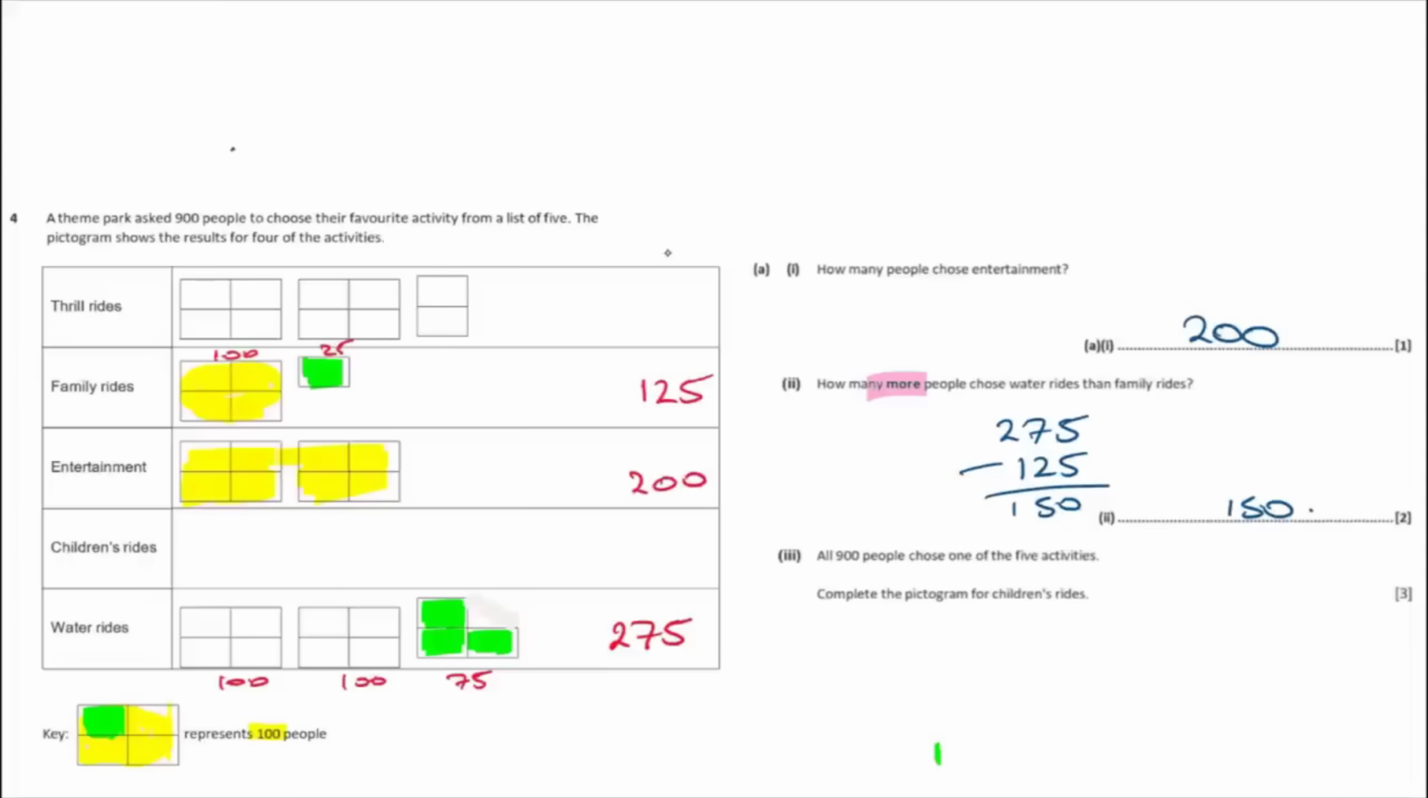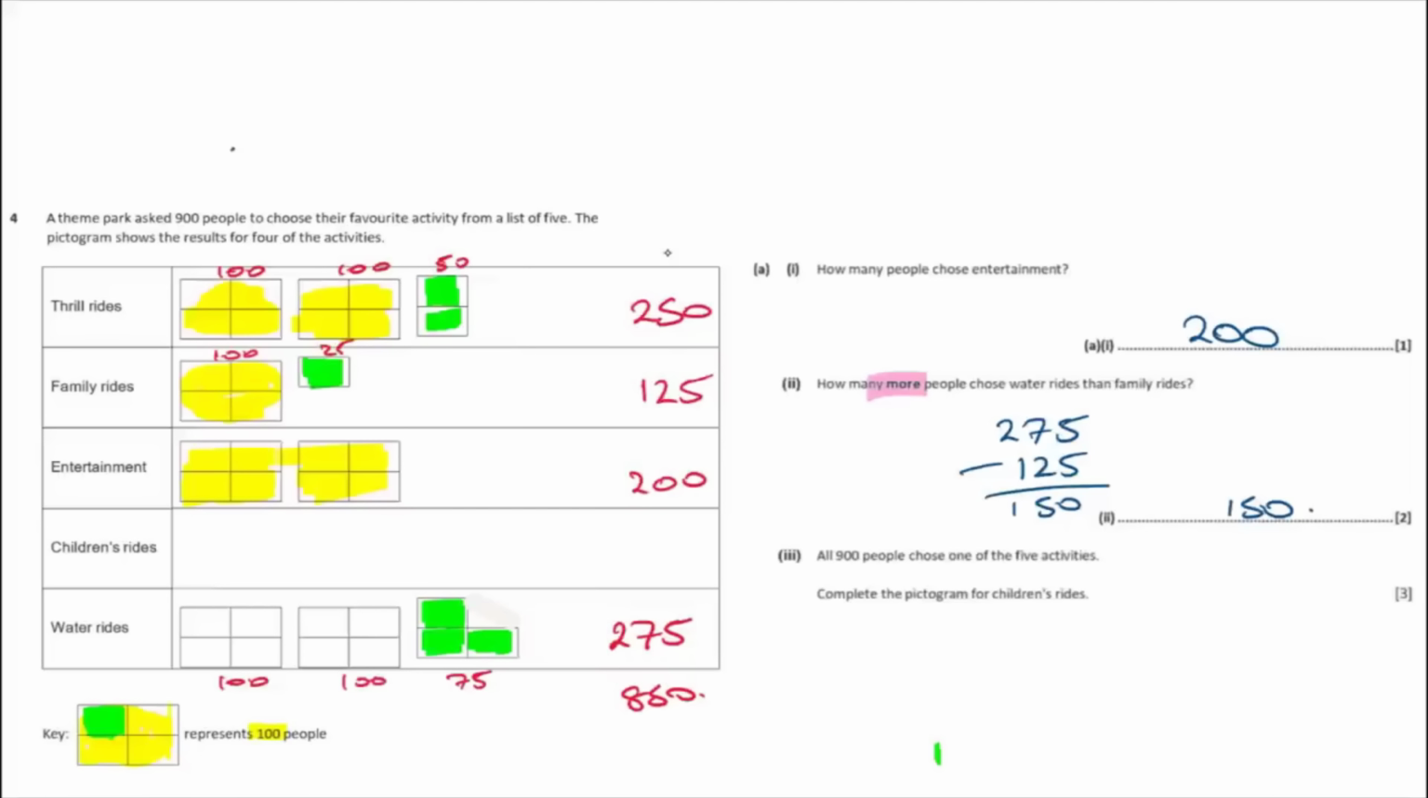And then thrill rides we haven't looked at yet, but that's got 100, 100, and 25 and 25. So that makes 100, 150. So that's 250, isn't it? So what we've got all together so far, we've got 250, 125, 200, and 275. That adds up to, well, you can type it into your calculator if you like. I'm just going to quickly do it in my head. 275, 300, 400, 500, 600, 850. So that adds up to 850.